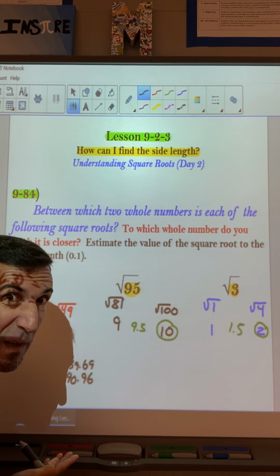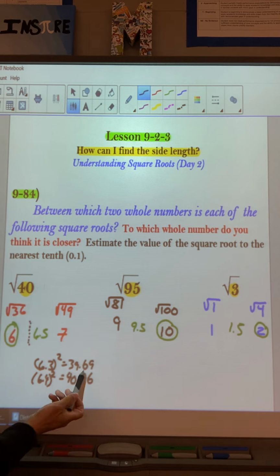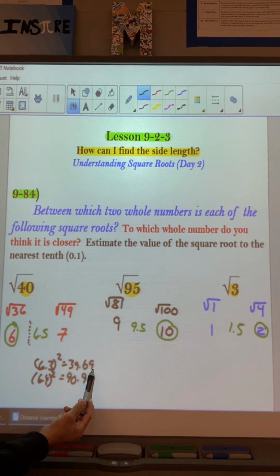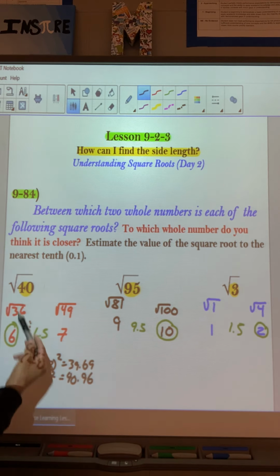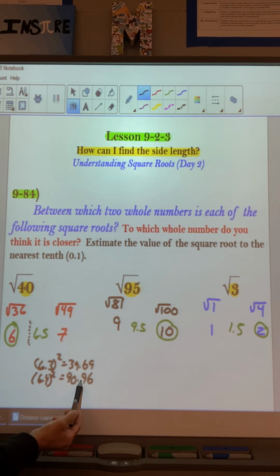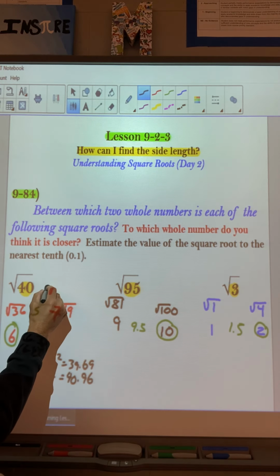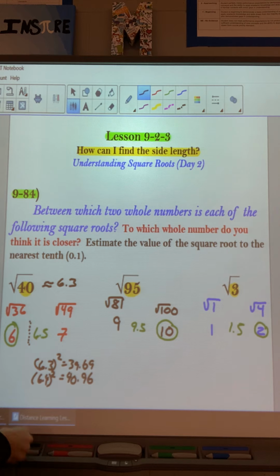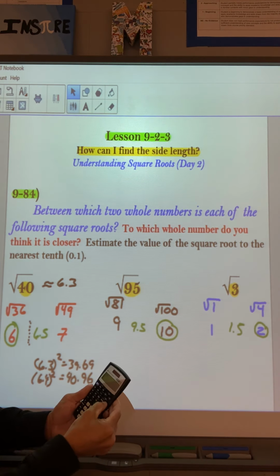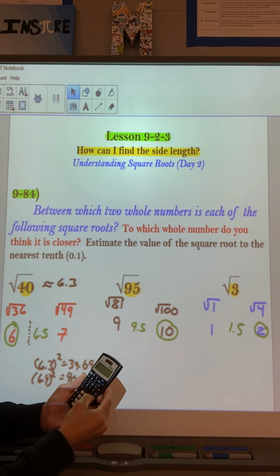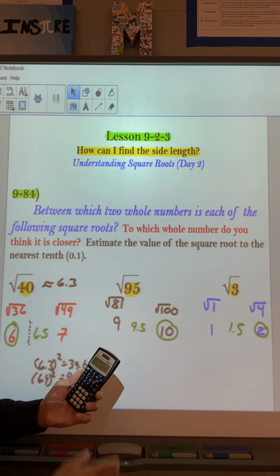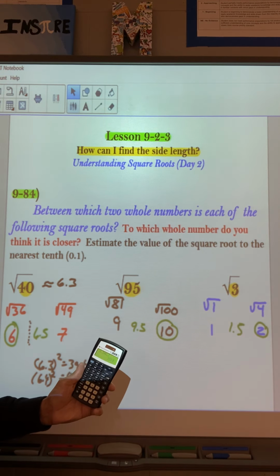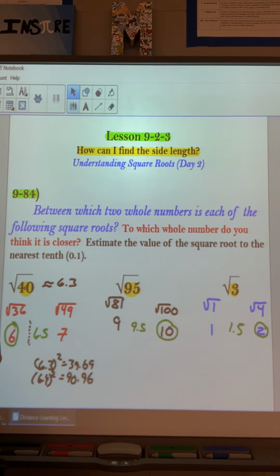Because remember, we're rounding to the nearest tenth. So if I look at this, this is 0.31 away from 40. This is 0.96. So I would have to say that the square root of 40 is approximately 6.3. So if you do your 6.3 times 6.3 to confirm, that should get you to that 39.69. Questions?